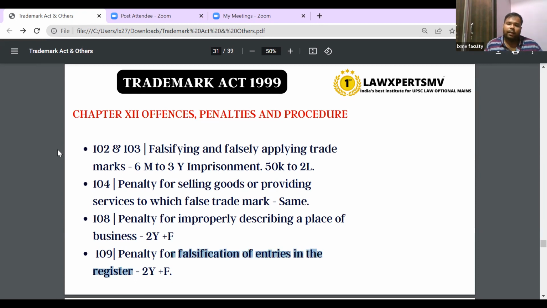Falsification of entries in the register. I was saying that in the office of the registrar, there is a particular register where the trademarks are entered, right? If you go and enter some irrelevant information, or you change some information, or you falsify the information in it, then section 109 will apply. The punishment is more or less the same, 2 years of imprisonment plus fine. Here also 2 years imprisonment plus fine.